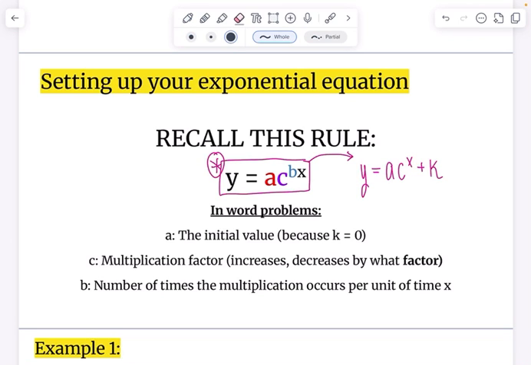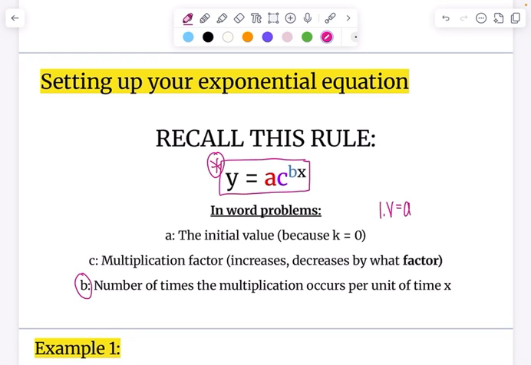The k is always 0, so essentially this is the rule you have in a word problem, where the b can be applied to the c parameter if you want to. But essentially that's the same rule. B means something specific here, so that's why I am including it in the setup. The initial value for the word problem will always be your parameter a. I don't know if you remember, but the initial value for an exponential is a plus k. Since k is 0, it's just a.